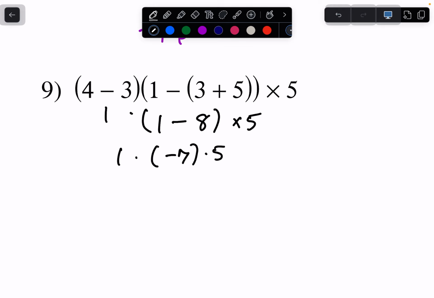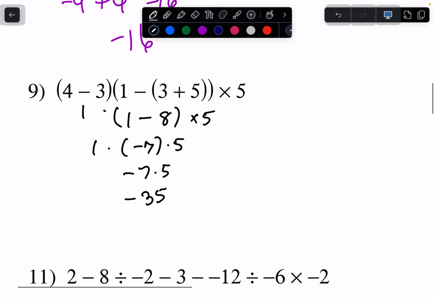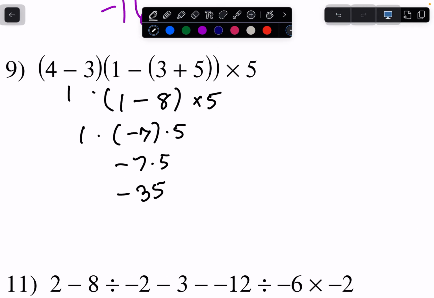And now it's just a multiplication from left to right. 1 times negative 7 is negative 7. A negative times a positive is a negative. 7 times 5 is 35. Do we have any questions about 9?